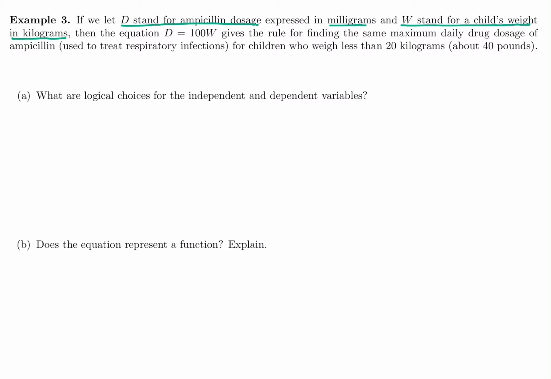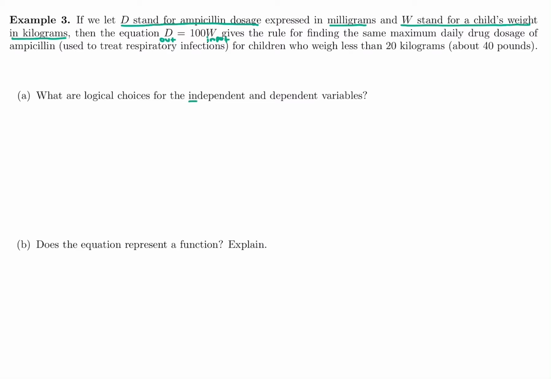So we have this equation where D, which is the output, equals 100 times the input, 100 times their weight. Given the rule for finding the same maximum daily drug dosage for the children who weigh less than 20 kilograms, it's about 40 pounds. So looking at this relationship, D is the output and W is the input just based upon the way that the equation is written. So looking at this first part, what are logical choices for the independent and dependent variables?